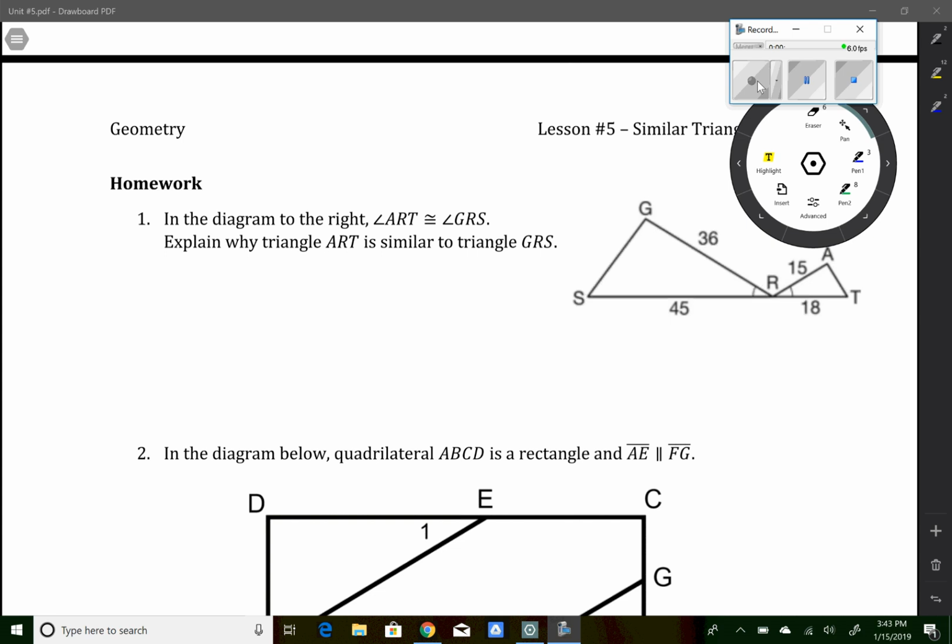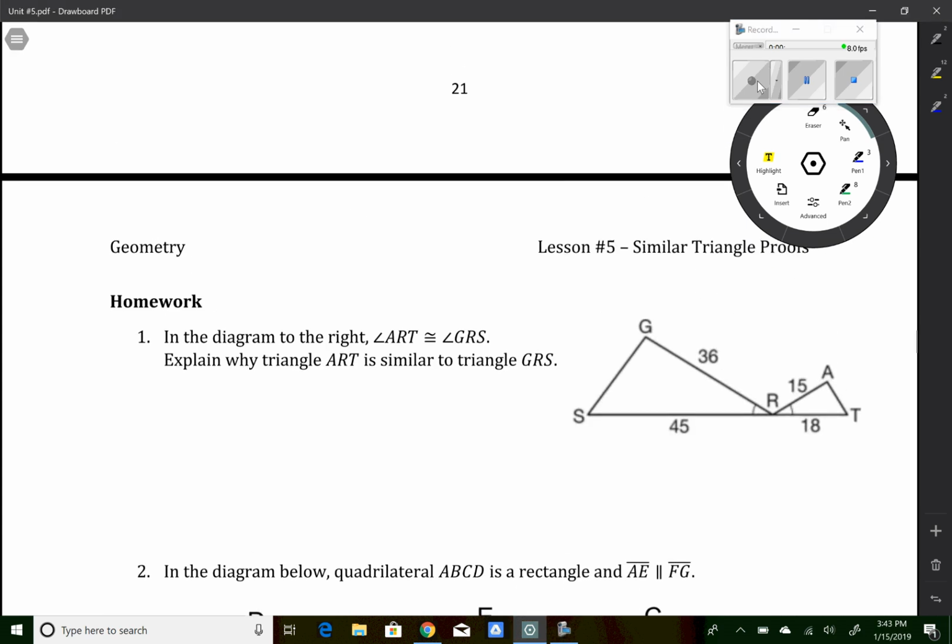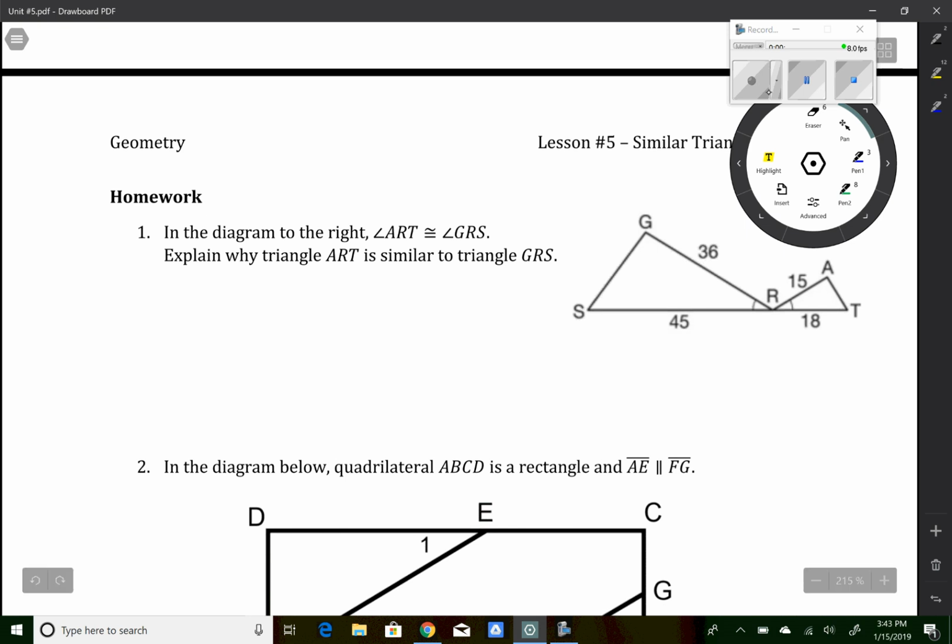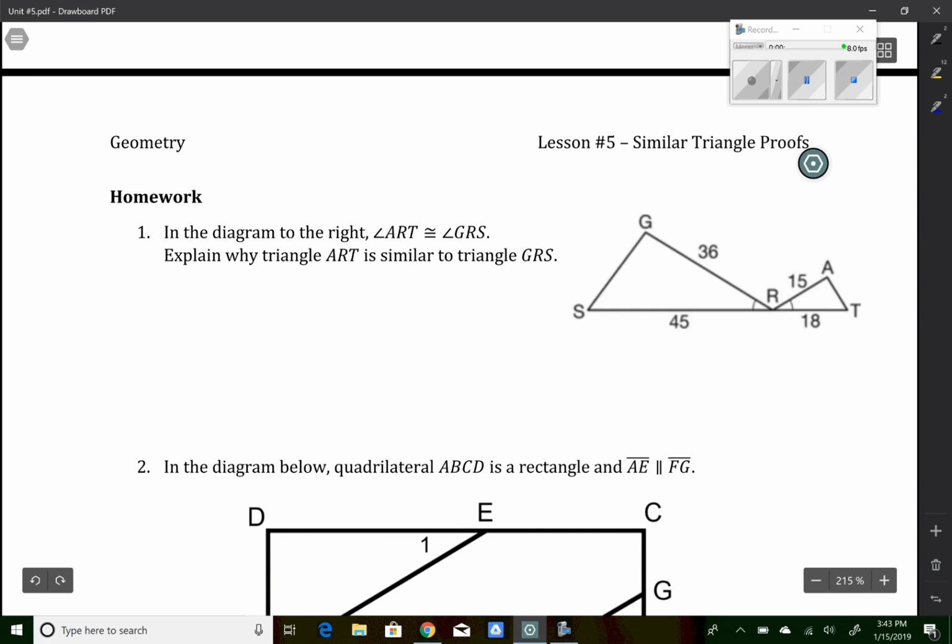All right, everybody, welcome to the video here for lesson number 5 on the similar triangle proofs. This is the first of 2 proof lessons that we'll do. We'll do the second one a little bit later in the chapter. So for this first question, it's just asking us to explain why the 2 triangles are similar to each other.